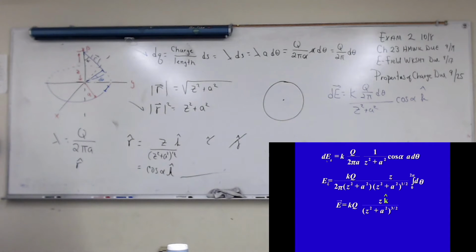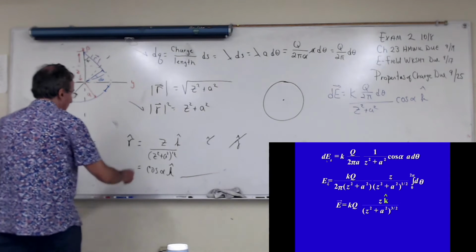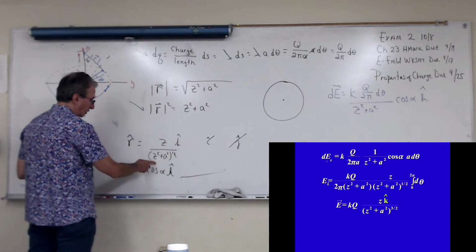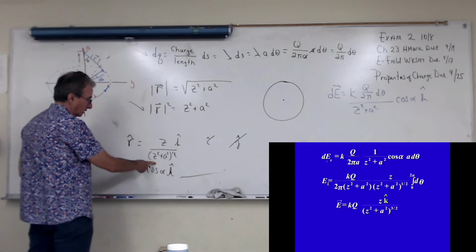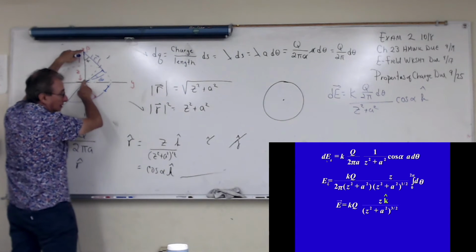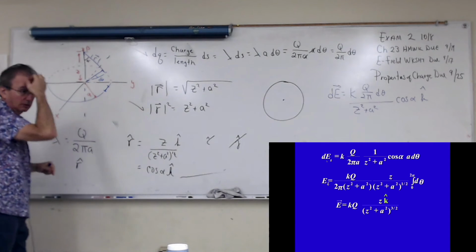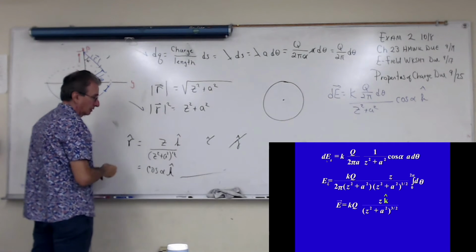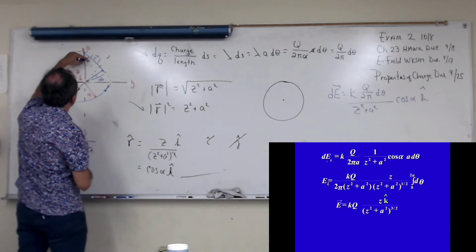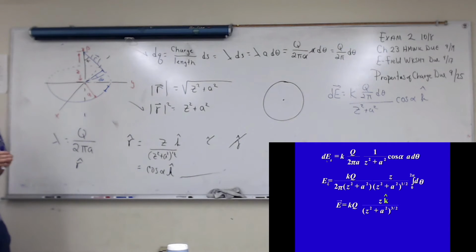Professor? Yeah. I was wondering, how did you get the cosine alpha again? The cosine alpha? Well, the z component of this unit vector is z over the length, right? The z component of this vector is going to be z k hat. And then if you divide by the magnitude of the vector, I'm going to get z over that. And that's the cosine of this angle. Okay, gotcha.